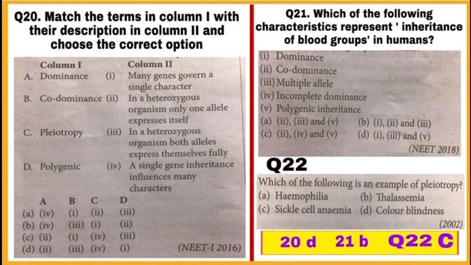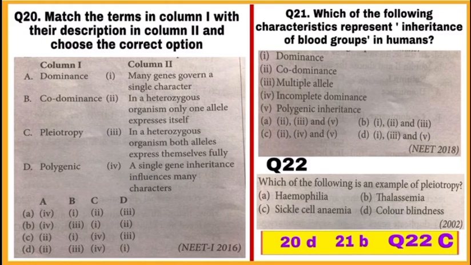Question 21. Which of the following characteristics represent inheritance of blood groups in humans? Out of 5 given options, option 1 dominance, option 2 codominance and option 3 multiple alleles, these are the 3 characteristics which represent inheritance of blood group. So, correct option is B, mark B.